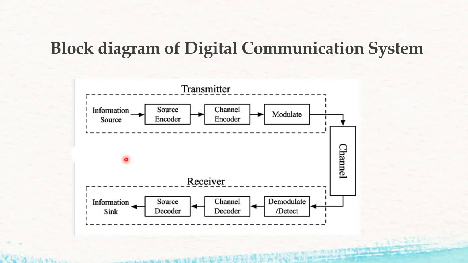Now the difference between a typical diagram of any communication system and the digital communication system is the addition of a source encoder and the channel encoder. These two blocks are the additional blocks which are present in a digital communication system, and they add advantages to the digital communication system. Now we are going to discuss each and every block in detail.